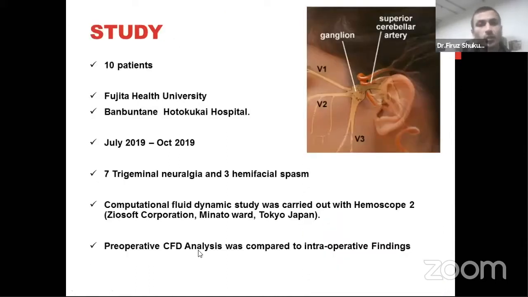Our study included 10 patients at Fujita Health University Hospital, among them 7 with trigeminal neuralgia and 3 with hemifacial spasm. In these cases, CFD analysis was done and compared to intraoperative findings.